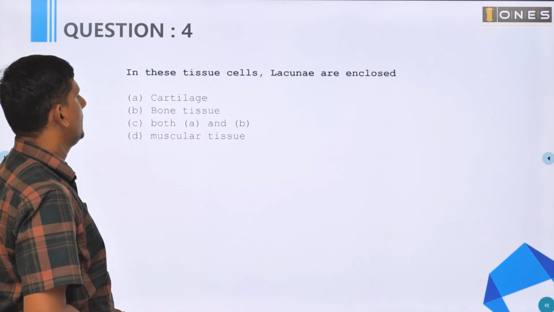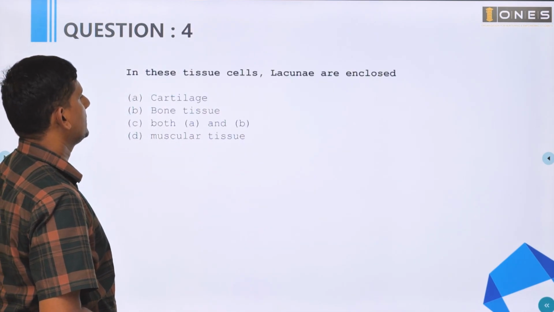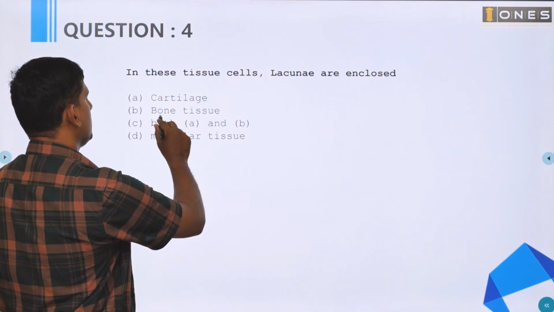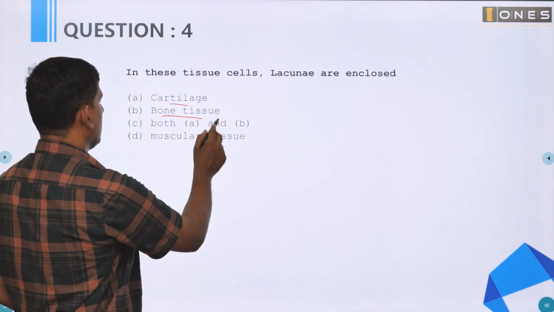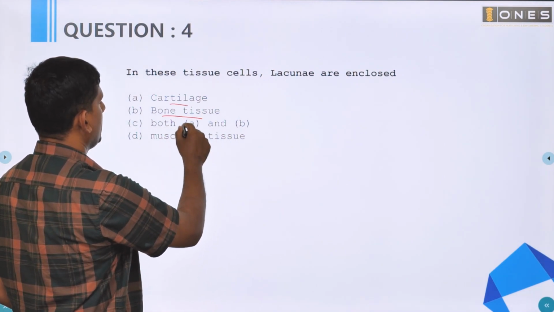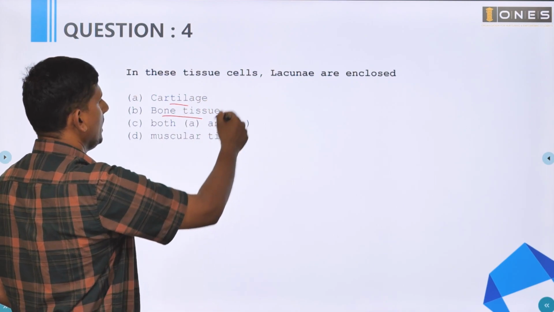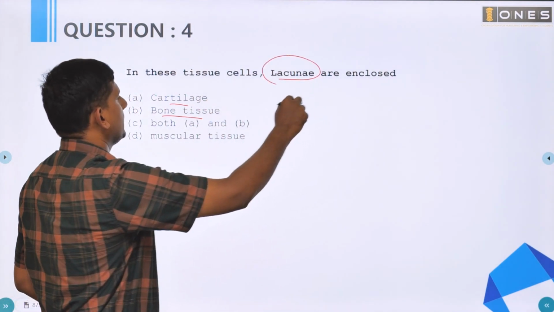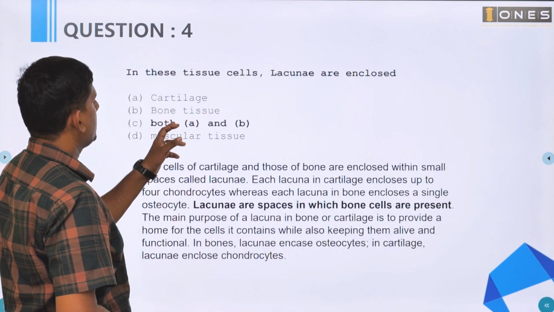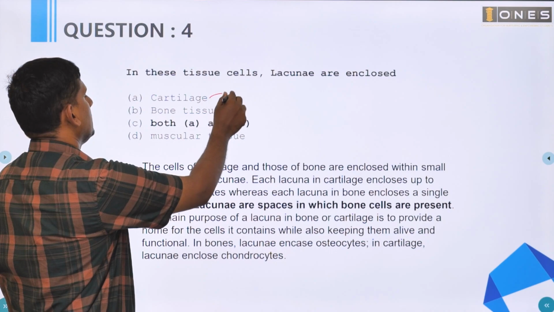Okay. So the next question is, in which tissue are cells enclosed in lacunae? Option A, cartilage. Option B, bone tissue. Option C, A and B. Option D, muscular tissue. So the answer is option C, A and B, that is cartilage and bone tissue.